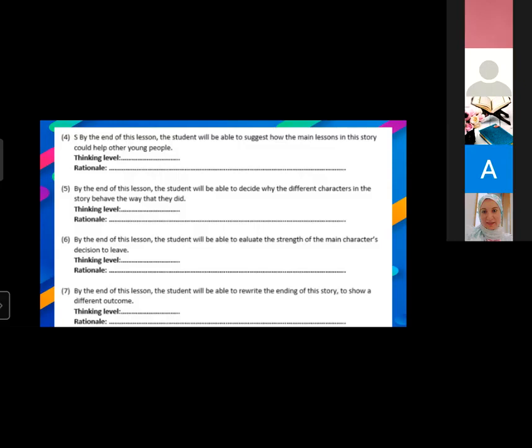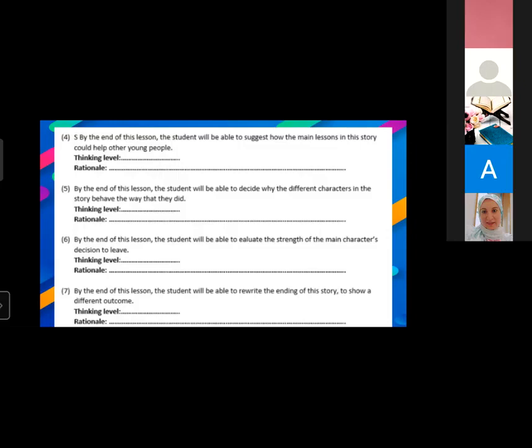After that, by the end of the lesson, the student will be able to evaluate the strength of the main character's decision to leave. So what thinking level? Evaluating. Yeah, of course. It's clear. It's evaluation. The action verb here is only to evaluate the strength.